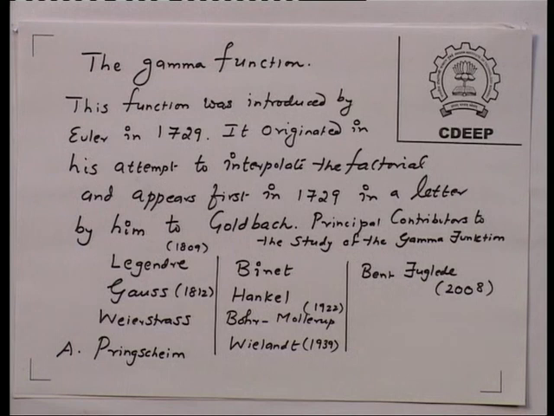In fact, other names can also be included here. For example, Richard Dedekind was a student of Gauss. He was the last student of Gauss. He wrote his thesis on the gamma function. Hankel also wrote his thesis under Weierstrass on the gamma function. And then in 1922, two Danish mathematicians, Bohr and Mollerup.